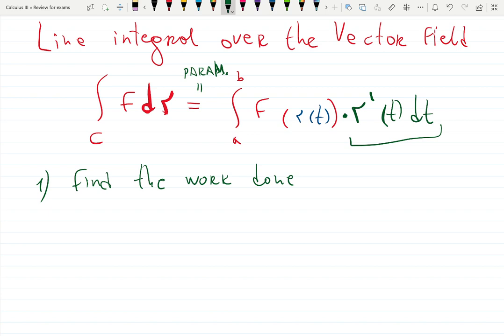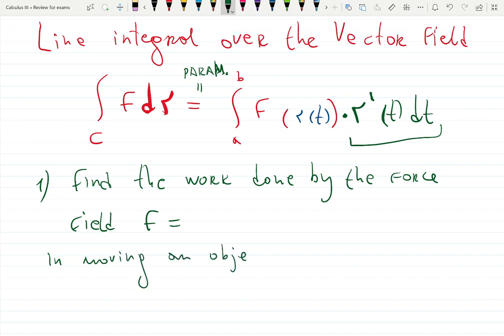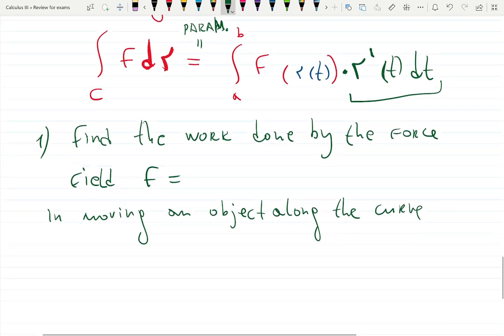Find the work done by the force field. So this is going to be on a test, and these are actually pretty pleasant examples, to be honest. Then we give you F in moving an object along the curve. And then we give you a curve, and then sometimes from and to. So this is going to be on a test, either free response or multiple choice, or both. Probably free response. Probably both.